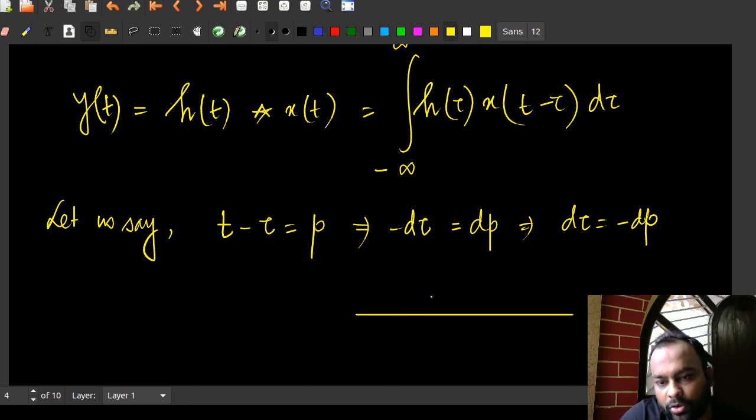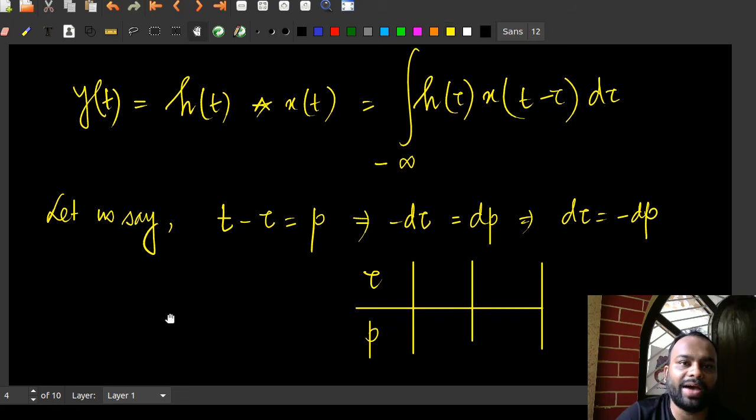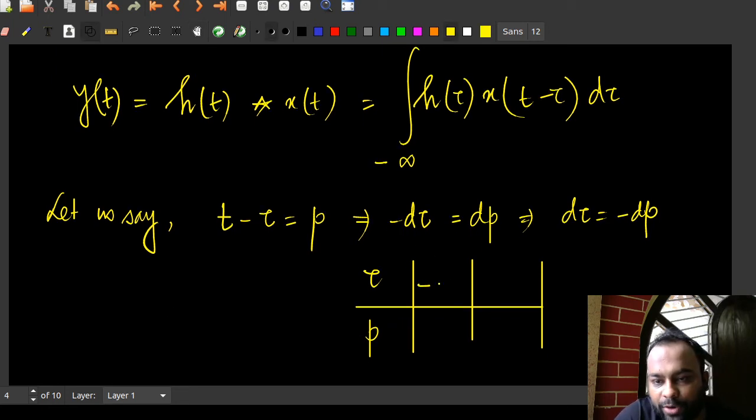Of course, let's go back to our school levels. We have tau here, we have p here, and we are doing the value substitution. Tau varies from minus infinity to plus infinity. When tau is minus infinity, t is any finite value, so p is plus infinity, and when tau is plus infinity, p is minus infinity. We are just substituting for the dummy variable.